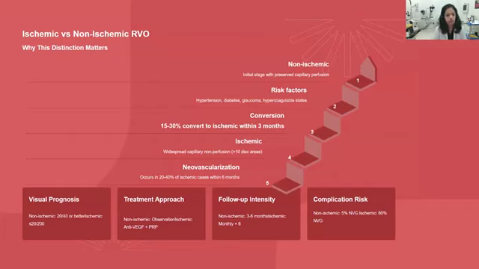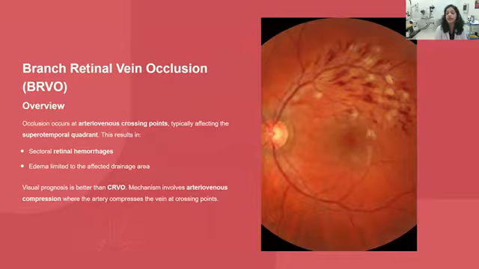So coming to branch retinal vein occlusion, this occlusion occurs at arteriovenous crossing points, typically affecting the supratemporal quadrant. This results in sectoral retinal hemorrhages only in the quadrant where the vein is draining, and edema is limited to the affected drainage area. So visual prognosis is better than CRVO because the entire retina is not involved, and the mechanism is slightly different, where it involves arteriovenous compression, where the artery compresses the vein at the crossing points.